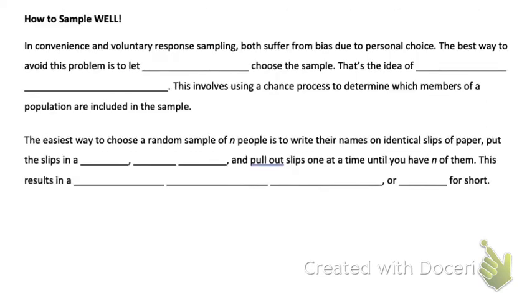So how do we sample well? If that's how we do it poorly, how do we do it well? Both convenience and voluntary response sampling suffer from bias due to personal choice. The best way to avoid this problem is to let chance choose the sample. That's the idea of random sampling.